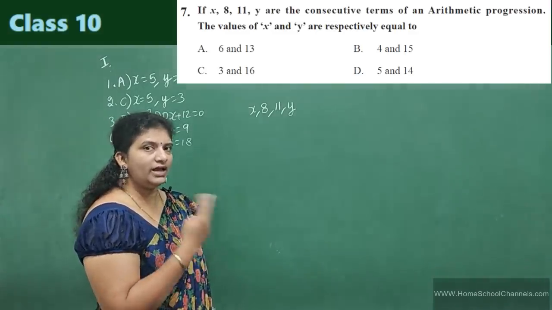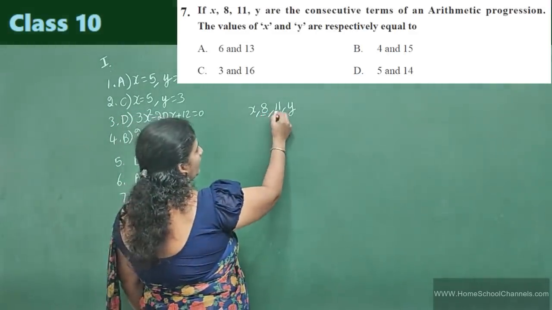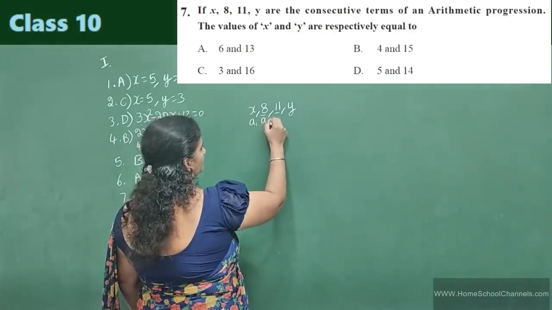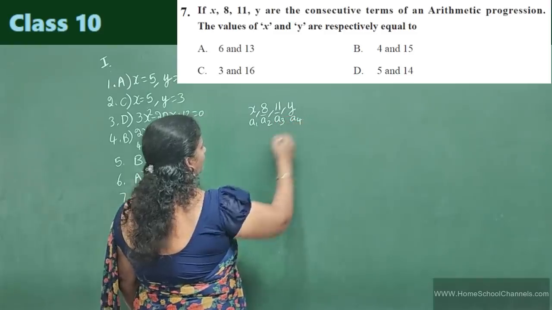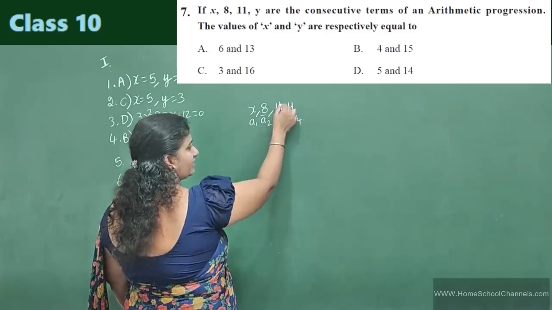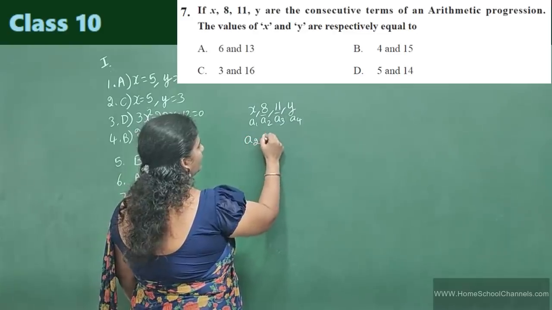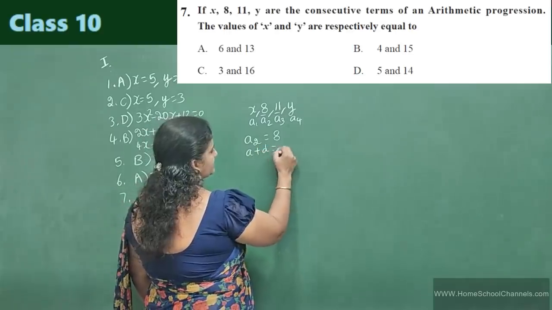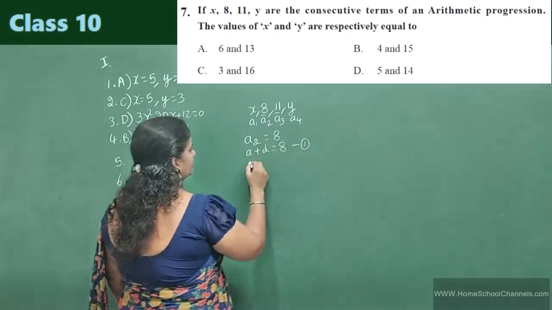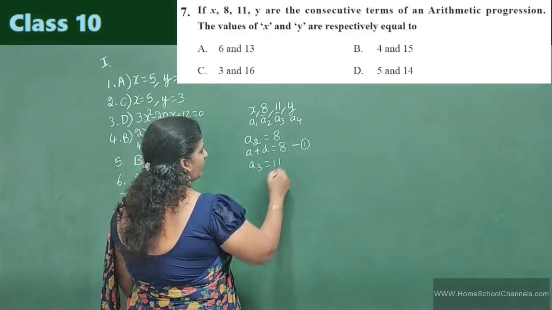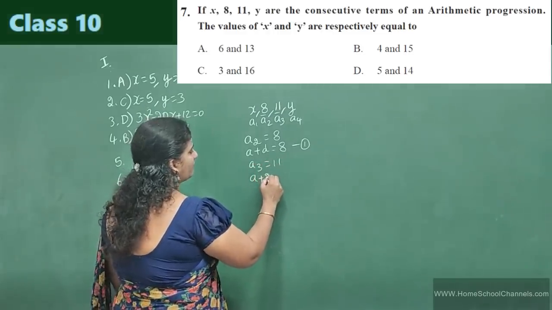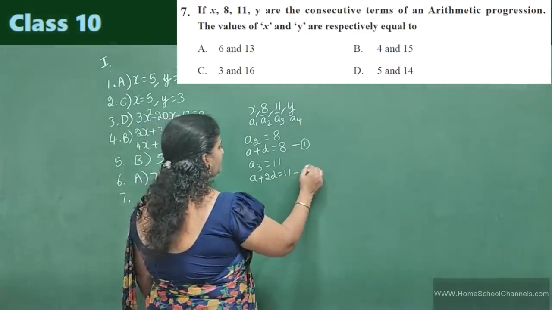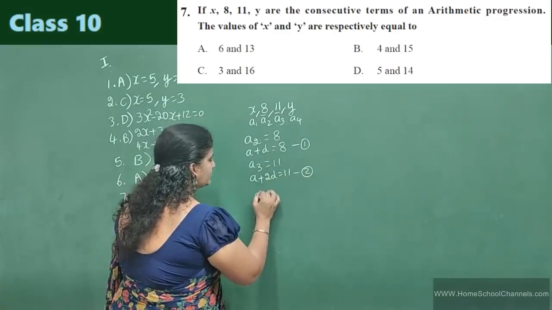Now I am going to do it in another way. You know the second term and the third term: A1, A2, A3, A4. Let me write that. A2 is equal to 8. A2 in general form: A plus D is equal to 8. Mark this first equation. And next, A3 is equal to 11. Write A3 in general form: A plus 2D is equal to 11. Mark the second and solve these two equations.